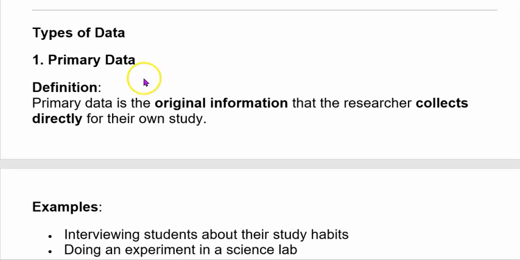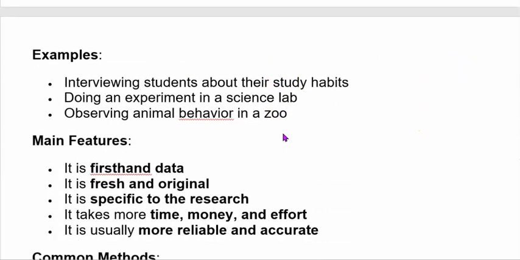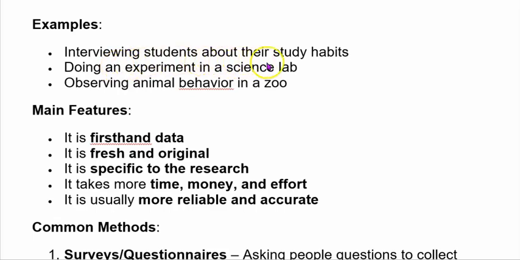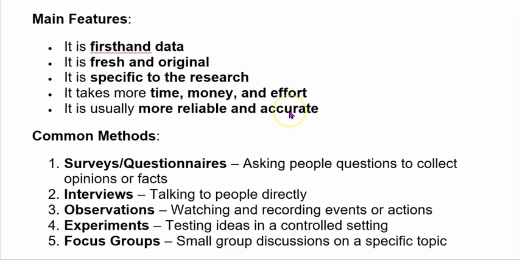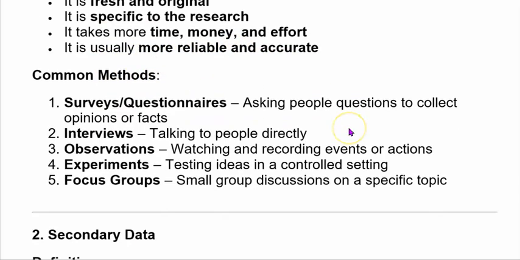Types of data. Primary data. Definition: primary data is the original information that the researcher collects directly for their own study. Examples: interviewing students about their study habits, doing an experiment in a science lab, observing animal behavior in a zoo. Main features: it is first hand, it is fresh and original, it is specific to the research, it takes more time and effort, it is usually more reliable and accurate.